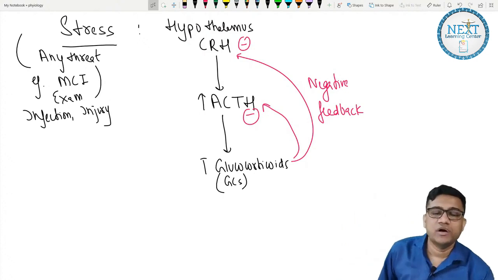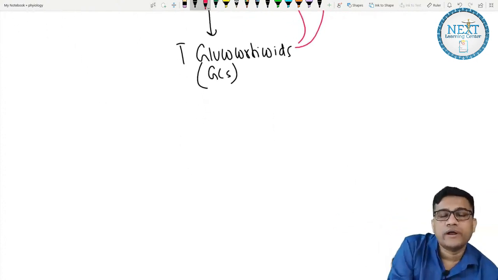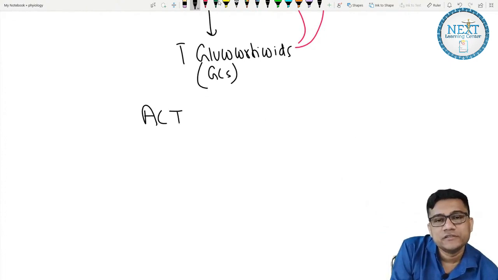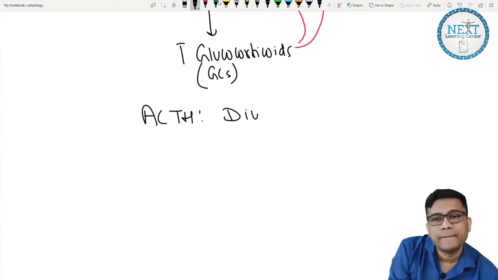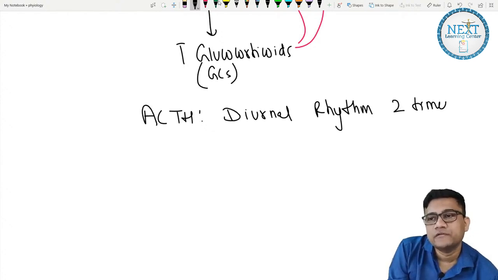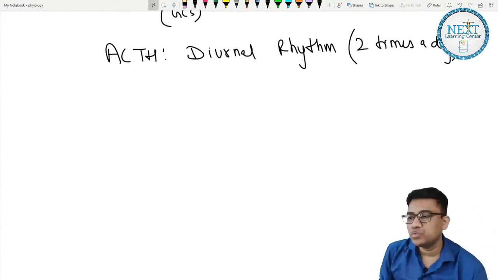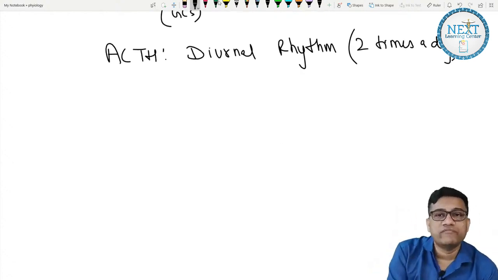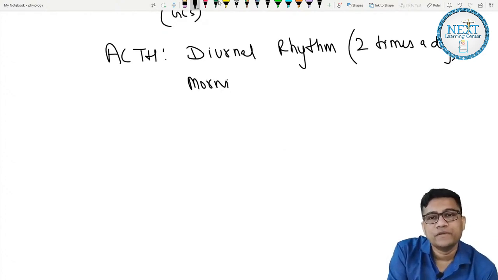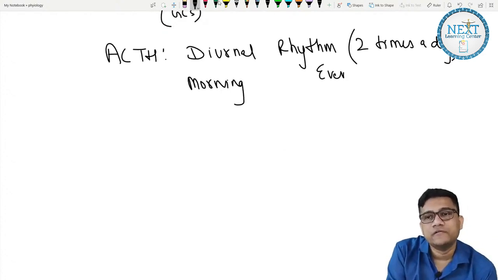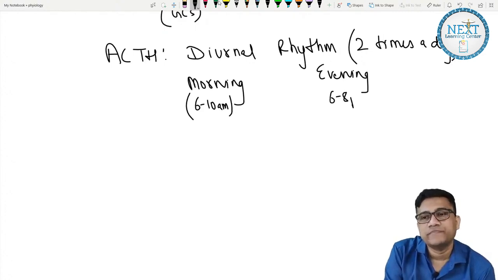So let's start now. One more thing is that ACTH has a diurnal rhythm, that is, twice a day. So it is released 2 times. One is in the morning and one in the evening. Morning 6 to 10 AM, evening 6 to 8 PM.